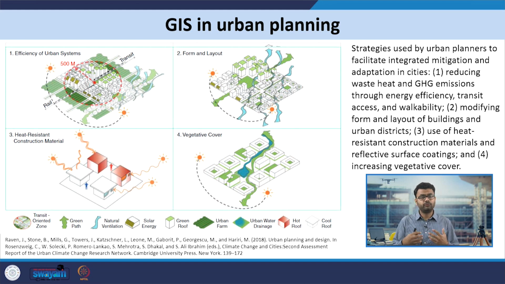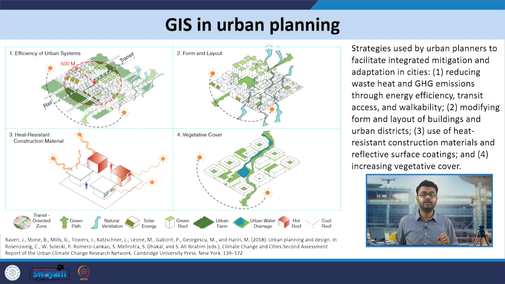So, first of all, that may involve having some base layer of land cover, then land use, then also having data of the three-dimensional building height and their distribution, as well as having information of the urban form and urban morphologies. So, all these strategies are used by urban planners to facilitate integrated mitigation and adaptation in cities. And it is done by reducing waste heat or greenhouse gas emission through energy efficiency, transit access, and walkability. It is also done by modifying the urban form and layout of buildings in urban districts, which will again promote energy efficiency.